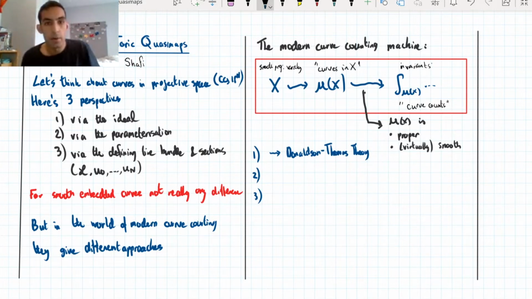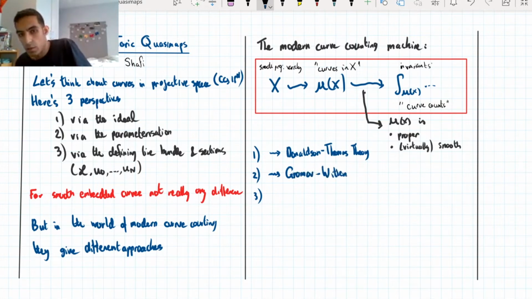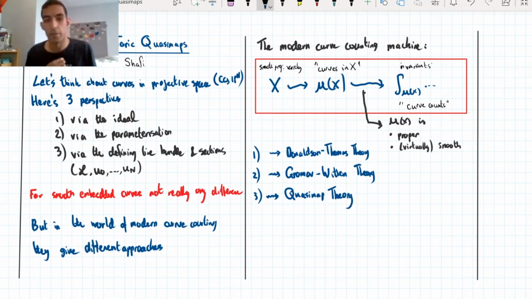But what do these three ways of thinking about curves in projective space give you in the modern curve counting sense? They give you Donaldson-Thomas theory, and then if I think about parameterized curves, that gives me Gromov-Witten theory. And if I think about curves via the defining line bundle and section, this leads to Quasimap theory. This is probably the least famous of the three, but I'm going to try to push it as hard as I can for this hour.